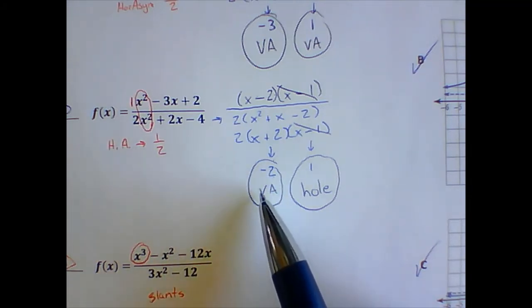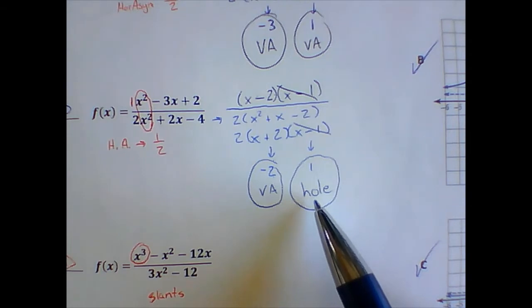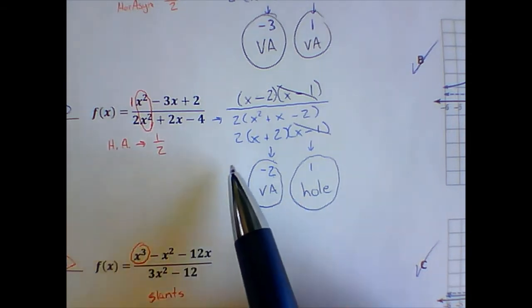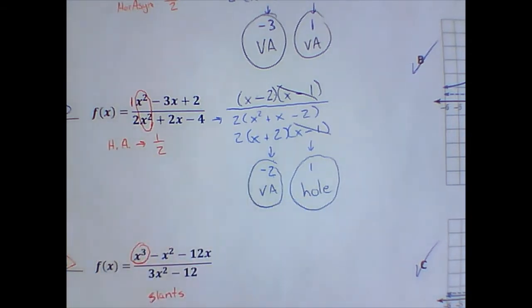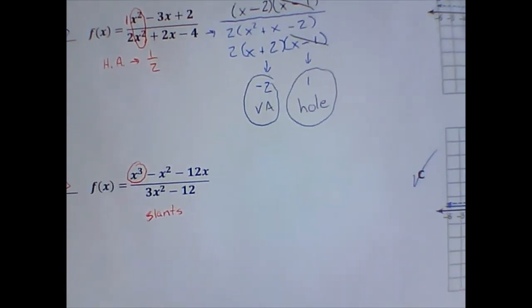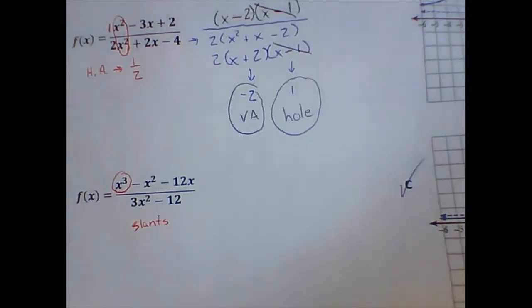Okay, so we've got a vertical asymptote. That's an up and down infinity. The hole is a hole. Horizontal asymptote goes back and forth. That's end behavior. The graph levels off at a value or a height of 1/2. Y equals 1/2.